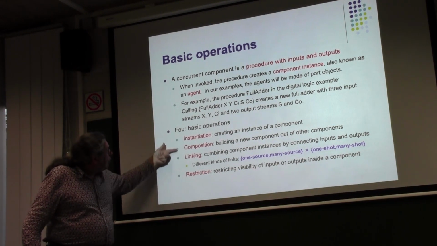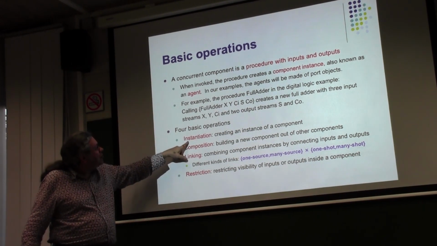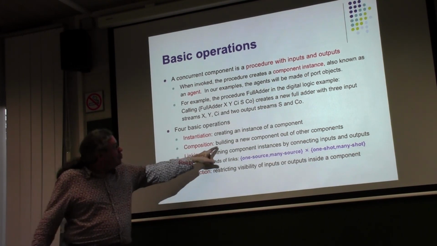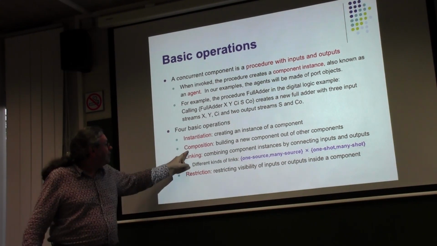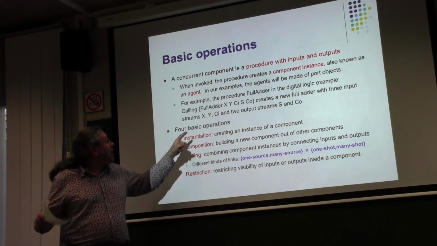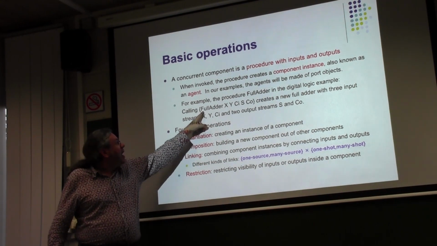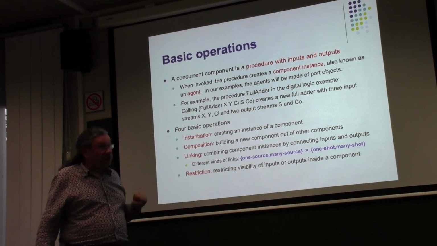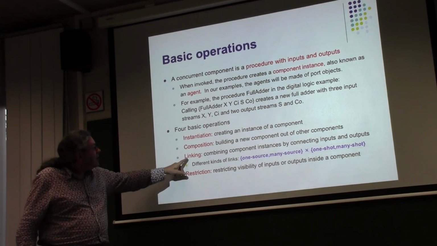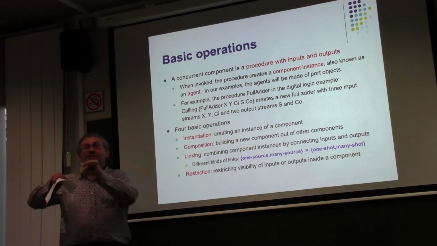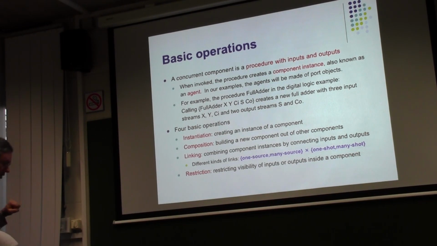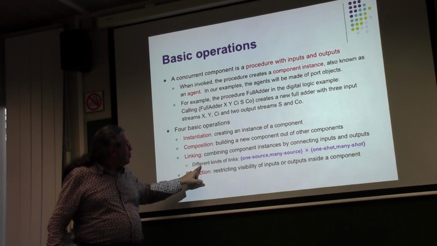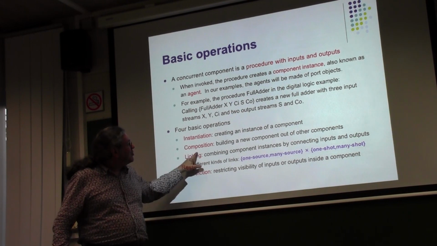And there's 4 basic operations. So instantiation is creating an instance of a component. You can also build a new component out of other components. So in the full adder, you have gates inside. And so you have components inside of a bigger component. That's called composition. You can also connect components. And this is the message channels, actually, okay? Who can send messages to whom? And so you can have different kinds of these connections.